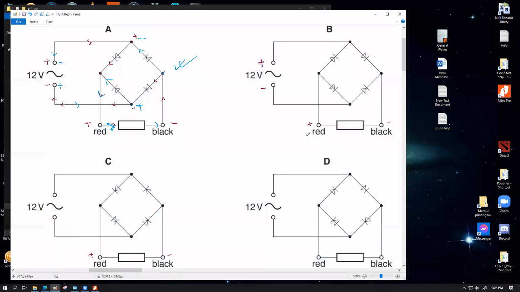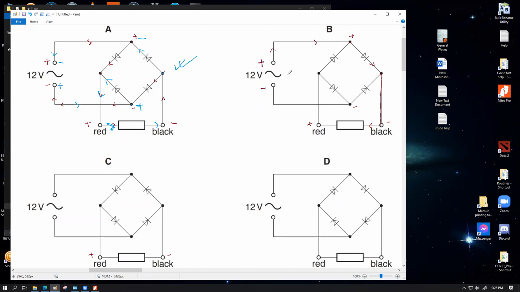So if we have a look at option choice B, how does that work? Let's say the top end is positive, the bottom is negative. Current comes in here, to here, and cannot go through here. It is a reverse bias, opposite to the arrow path. So current is going to flow through here, so it comes to here, and it cannot go this way. You can see it very well. Now the current is going to flow down and start to flow from black to red. This is the only pathway.